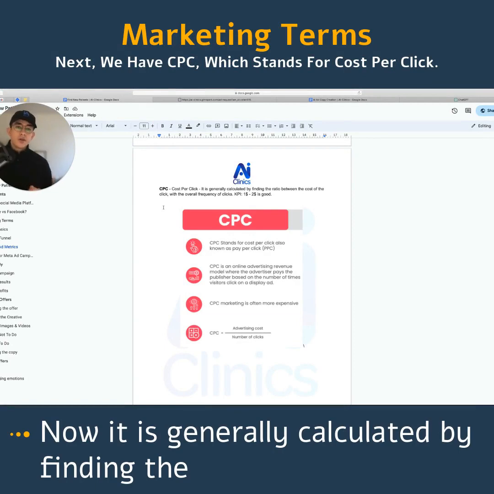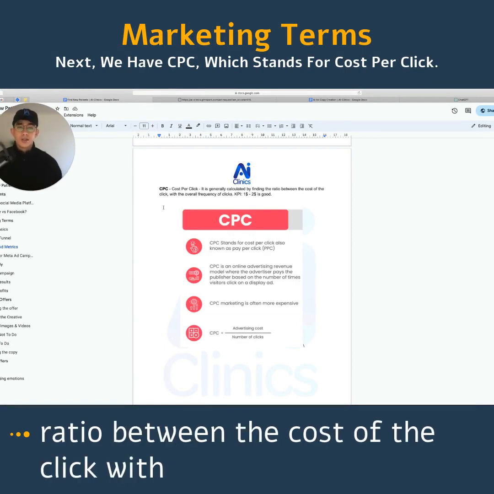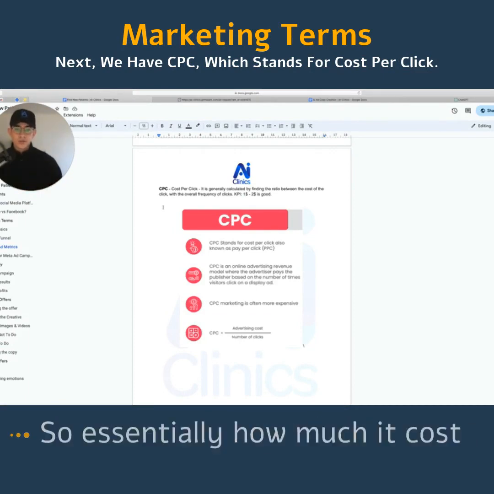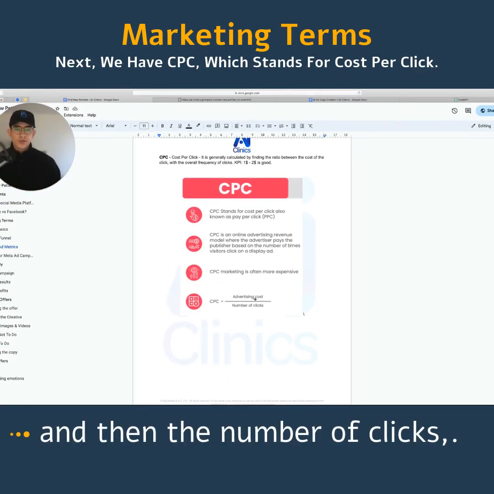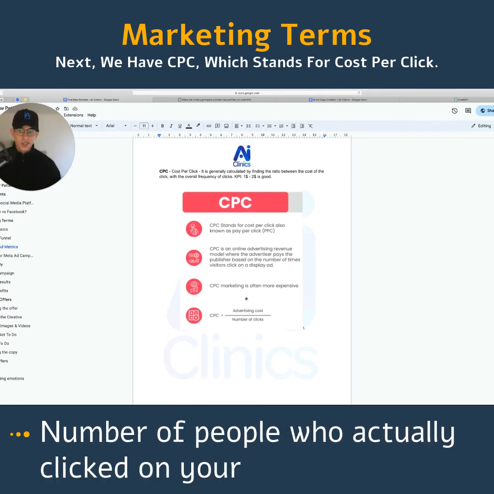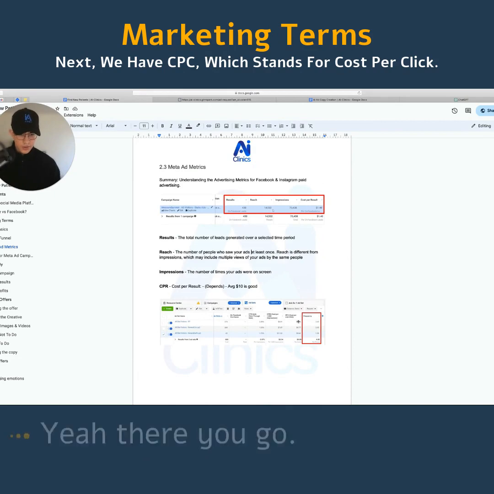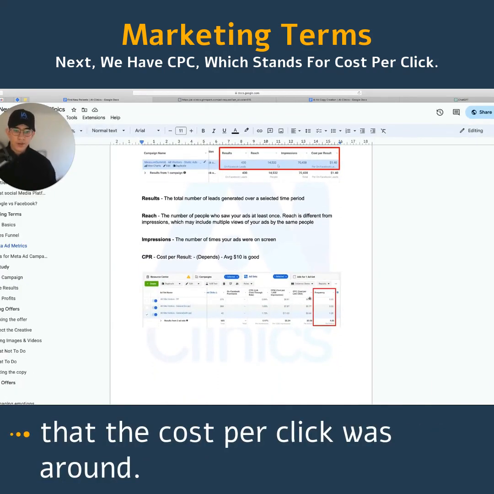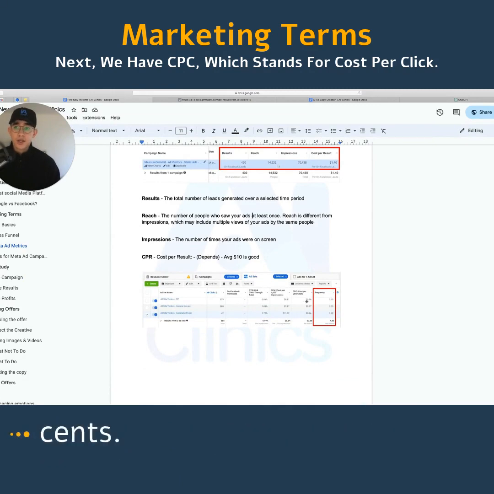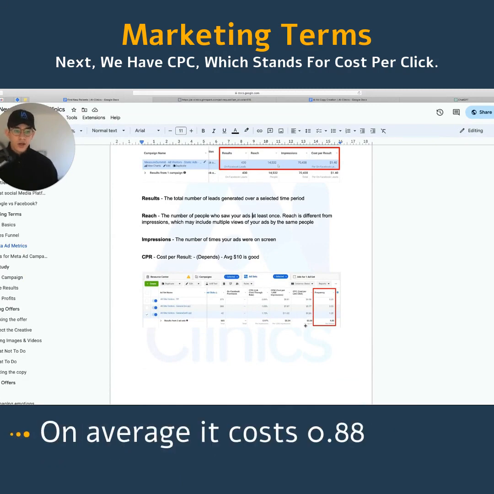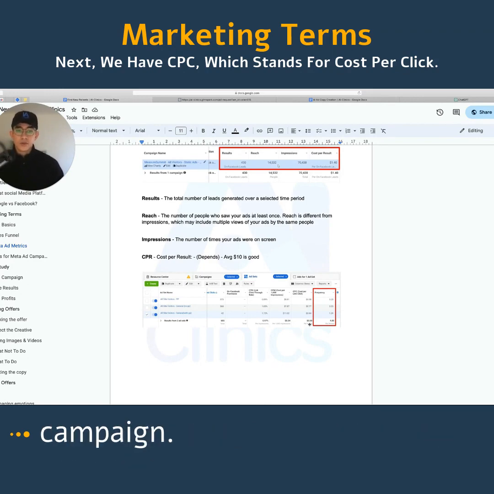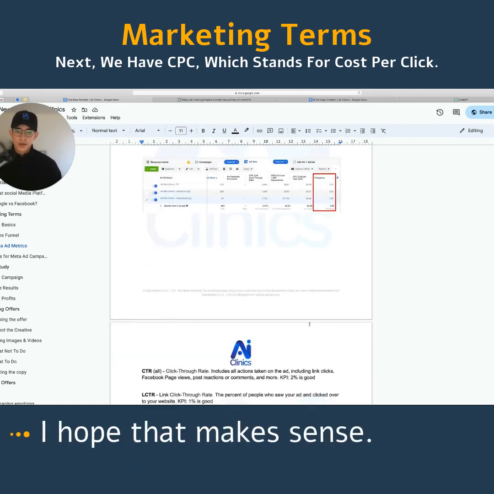Next, we have CPC, so cost per click. Now, it is generally calculated by finding the ratio between the cost of the clicks and the overall number of clicks. So essentially how much it cost and then the number of people who actually clicked on your campaign. I'm not sure if you can see here. Yeah, there you go. So in this image itself, you can see that the cost per click was around 0.9098. On average, it costs $0.88 for someone to click on that ad campaign. I hope that makes sense.